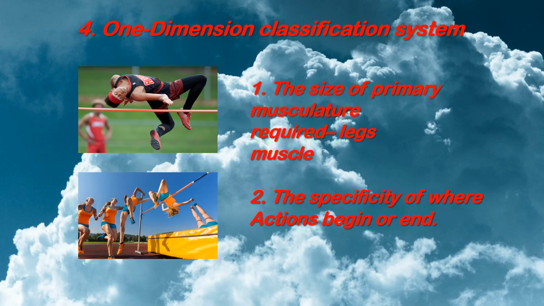Second, the specificity of where action begins or ends. In high jump, athletes will be far from the crossbar to start their approaches such as static start, running start, jump start. After performing the approaches, the athlete will jump using the styles in high jump, like the standing jump, the scissor kick, the western roll, and the fosbury flop.